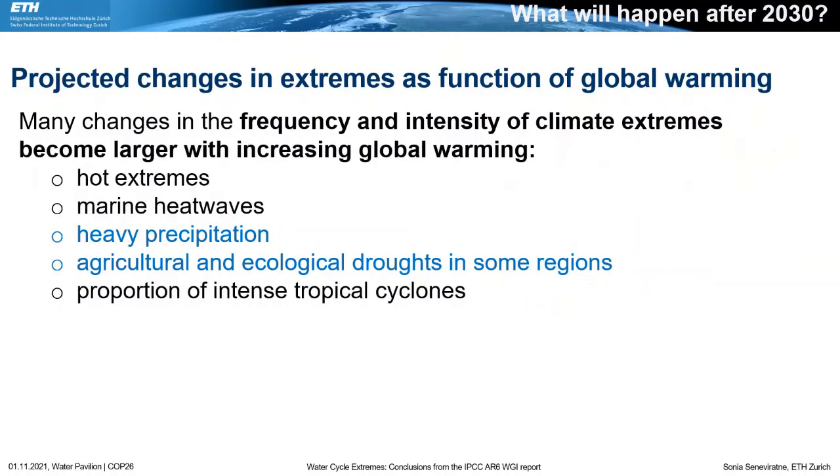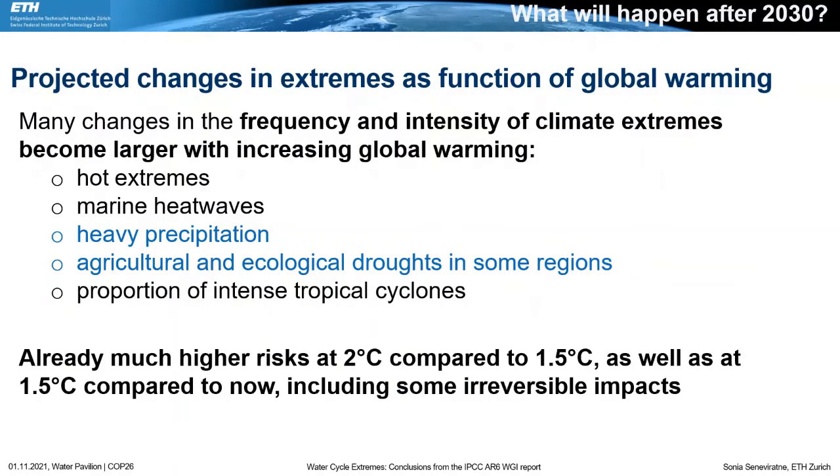So many changes in frequency and intensity of climate extremes become larger with increasing global warming. And I've listed here a few examples. This includes hot extremes, marine heat waves, heavy precipitation, agricultural and ecological droughts in some regions, and the proportion of intense tropical cyclones. As highlighted here, of course, we have those changes both in the very wet extremes and dry extremes increasing.